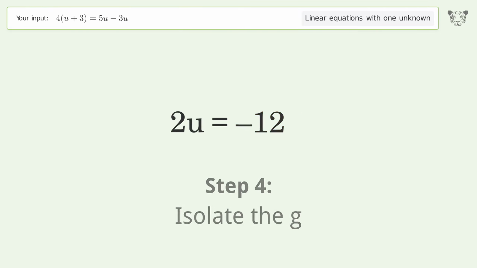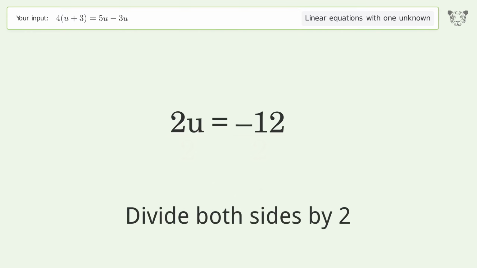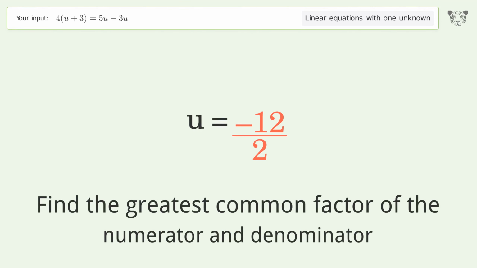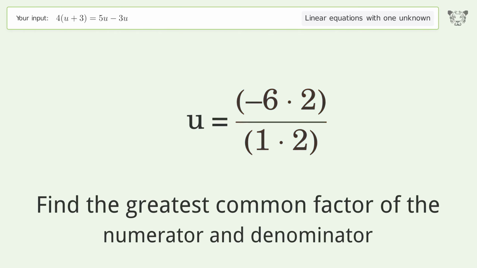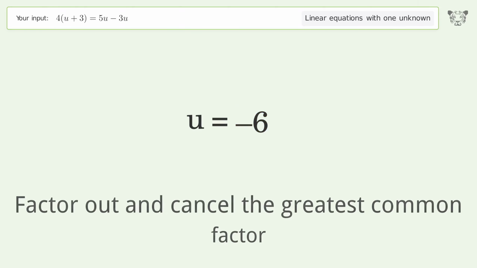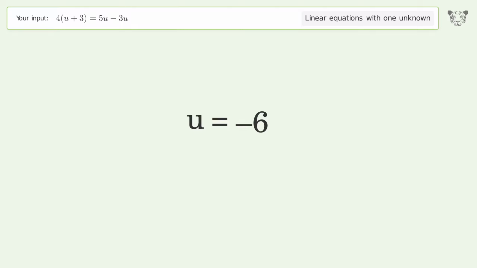Isolate the u. Divide both sides by 2. Simplify the fraction. Find the greatest common factor of the numerator and denominator. Factor out and cancel the greatest common factor. And so the final result is u equals -6.